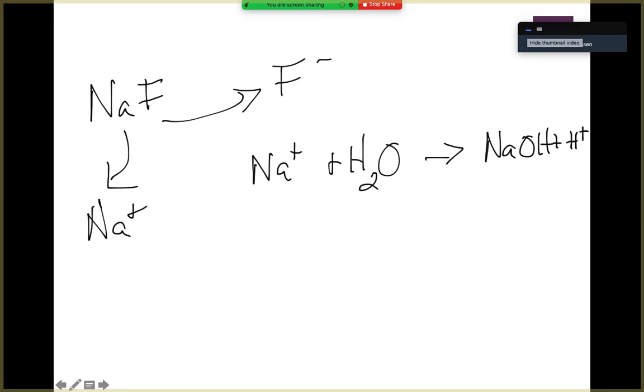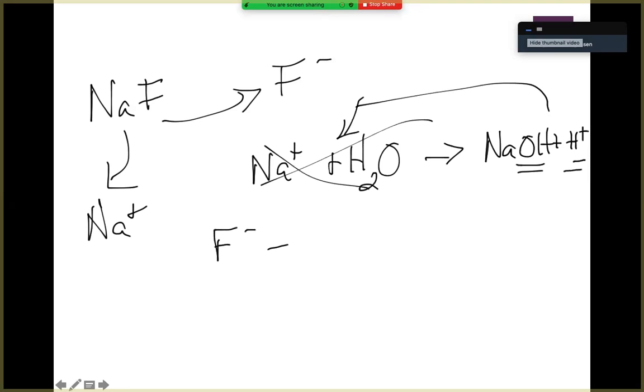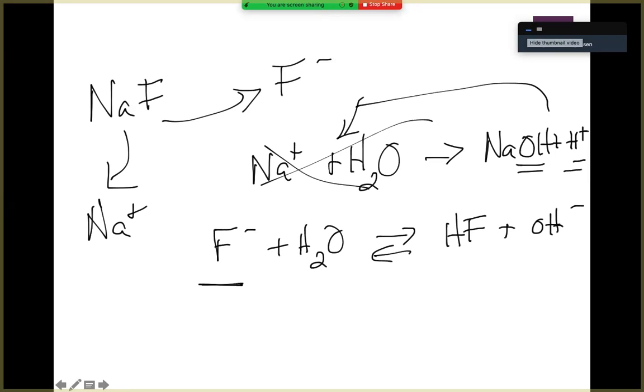Wait a minute. If we had a strong base and a strong acid, they're going to react and we're going to stay as just our sodium ions in water. So not a thing. The second thing that could happen is our fluoride could react with the water. This would form HF and OH minus. Wait a minute, F minus is a conjugate of a weak acid. This, in fact, will happen.